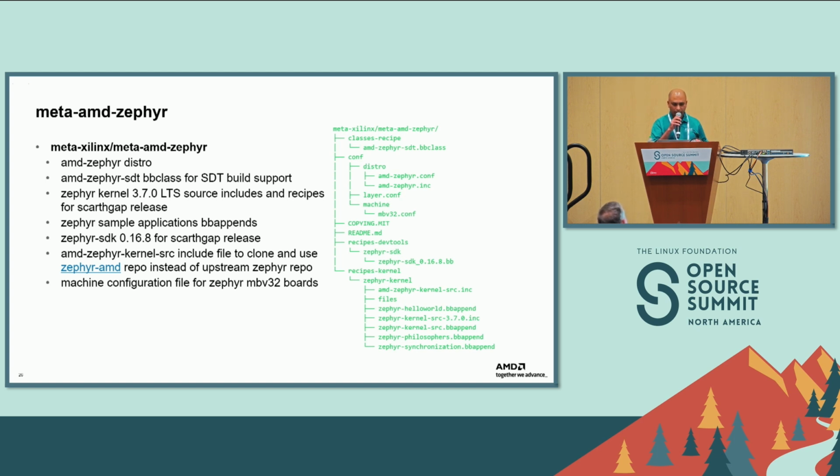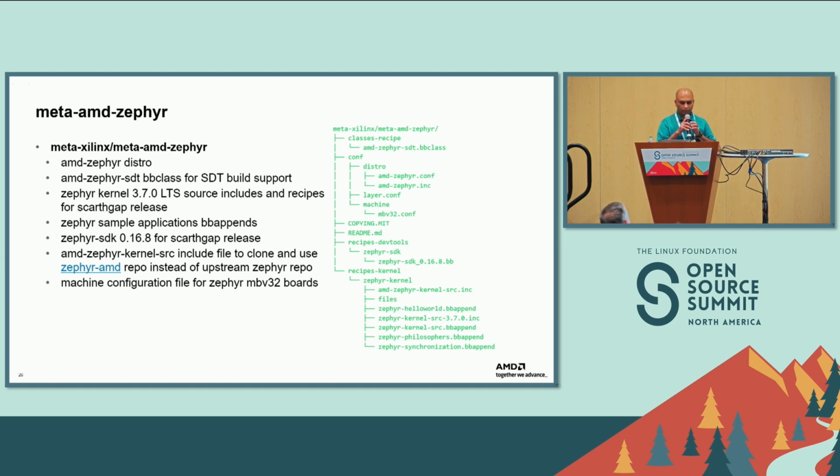And also, we are talking about the Yocto Project's Scarthgap release. The meta-zephyr layer doesn't provide the Zephyr LTS 3 version, which is 3.7.0. And in meta-amd-zephyr, we have backported the Zephyr 3.7.0 LTS kernel sources and the recipes for the Scarthgap release. And we have also backported the Zephyr SDK application for Scarthgap.